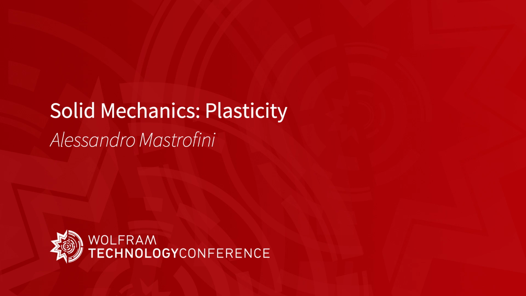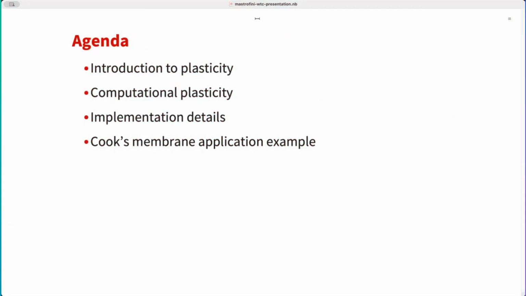In particular, we are going to start with a brief introduction of plasticity and how plasticity can be modeled, in particular, the computational approach to describe an elastoplastic material, and then we're going to go a little bit deeper into some detail for the implementation done within Mathematica. And then we're going also to observe how this framework can be applied to an application example.